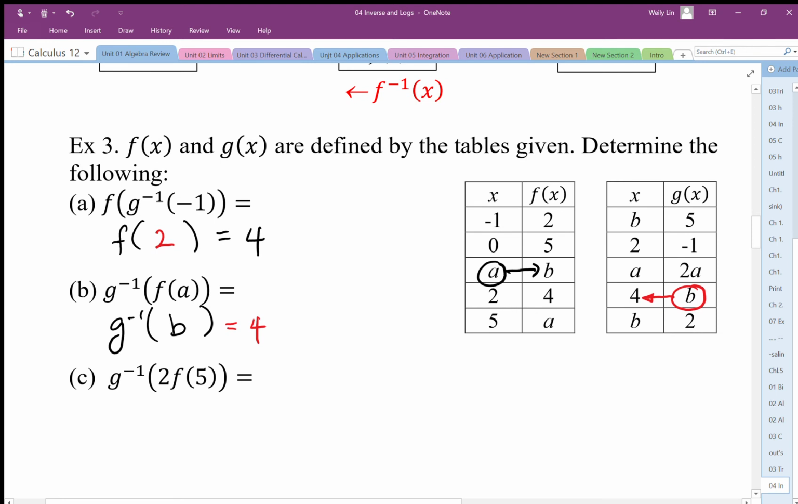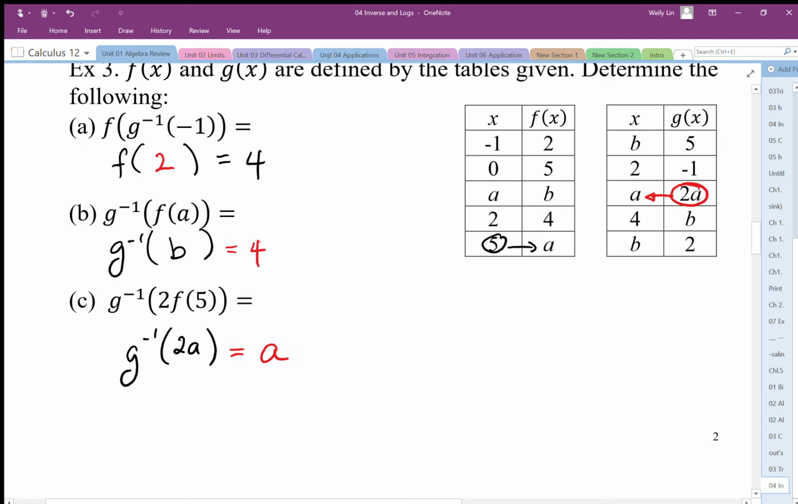Okay, so f of 5, 2f of 5 means I first find 5 and I map it onto the A. So this becomes inverse of 2 times A. What this means again is the output is 2A and the inverse wants to find the input. So I've mapped my 5 onto A, and then my output 2A needs to map this way to give me the answer of A. So this is how we apply inverse on tables.